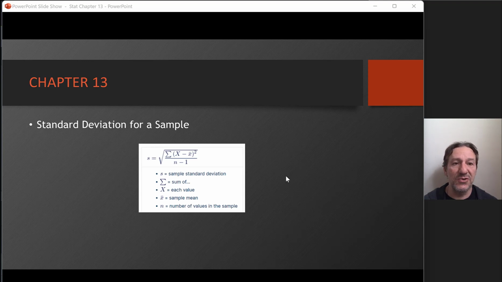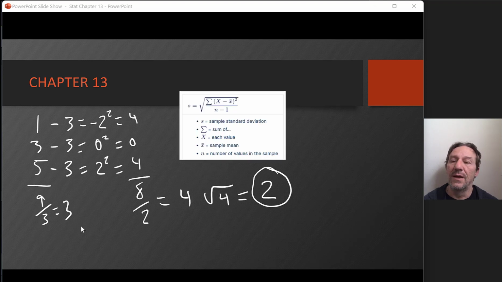You have to take each score away from the mean, or minus the mean, square it, take them all together, and then divide by the degrees of freedom, n minus 1. So we've got our 1, 3, and 5. If you add those up, that's 9. Divided by 3, it's 3. So we take 3 away from each one, and we get -2, 0, and 2. And you'll recall that if we add those up, they always equal 0.